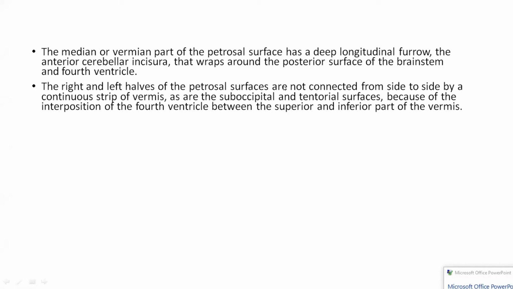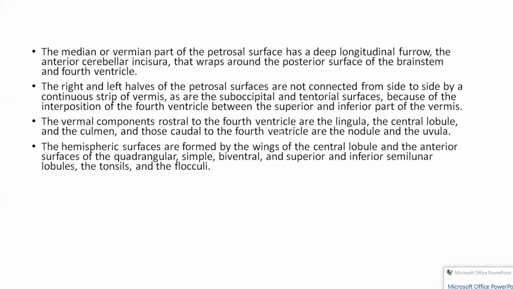The right and left halves of the petrosal surface are not actually connected side to side because you have the ventricular cavity here. The vermal components rostral to the fourth ventricle are the lingula, the central lobule, and the culmen, and those caudal to the fourth ventricle are the nodule and the uvula. We have already studied the nodule and the uvula. The lingula and the central lobule will be revealed in the dissections that we will see further. The hemispheric surfaces are comprised of the wings of the central lobule, anterior.